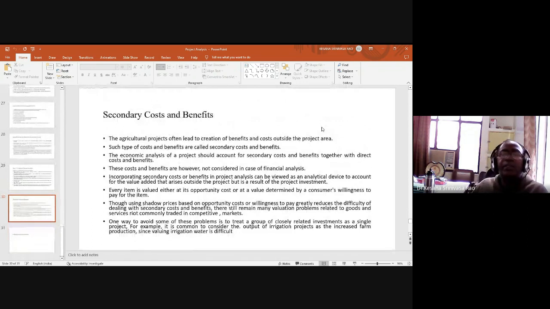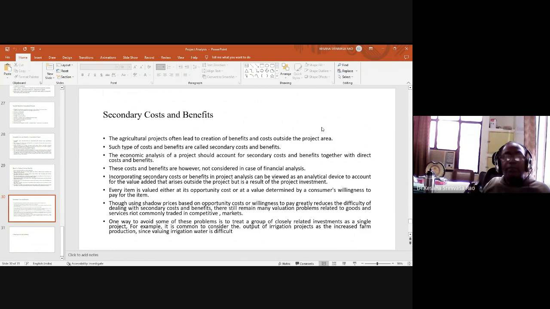Finally, the secondary costs and benefits. So, how are they coming when implementing the project? Agriculture projects often lead to creation of benefits and costs outside the project area. Such types of costs and benefits are called secondary costs and benefits. So this is what you have to understand.